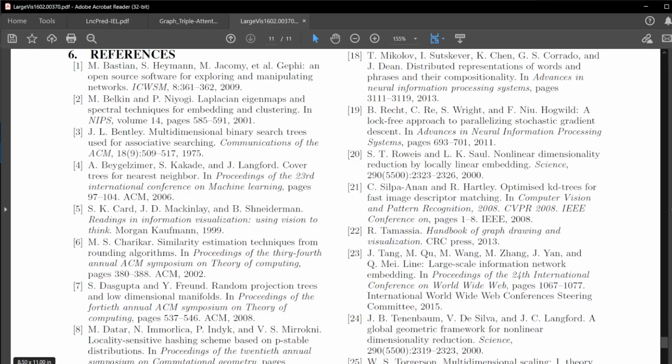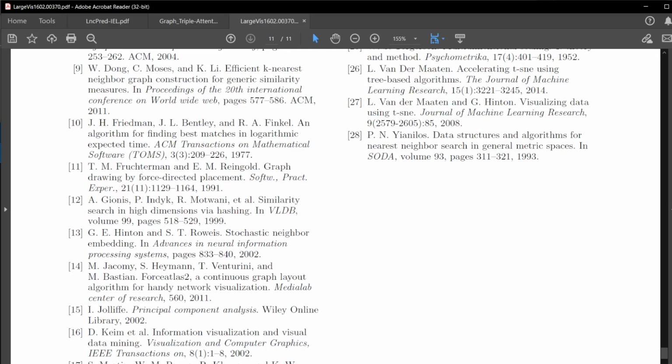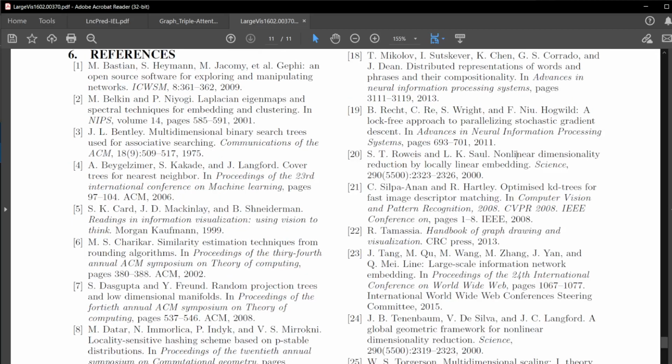3. J. L. Bentley. Multidimensional binary search trees used for associative searching. Communications of the ACM, 18(9), 509 to 517, 1975. 4. A. Beygelzimer, S. Kakade, and J. Langford. Cover trees for nearest neighbor. In Proceedings of the 23rd International Conference on Machine Learning, pages 97 to 104. ACM, 2006. 5. S. K. Card, J. D. Mackinlay, and B. Shneiderman. Readings in Information Visualization, Using Vision to Think. Morgan Kaufmann, 1999.